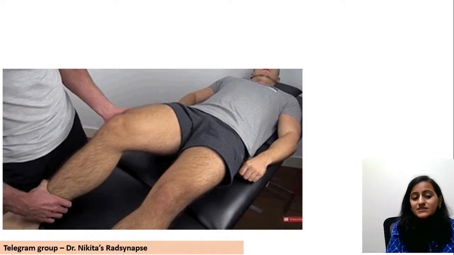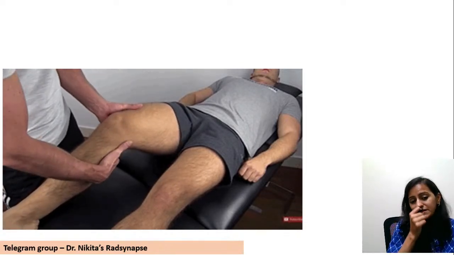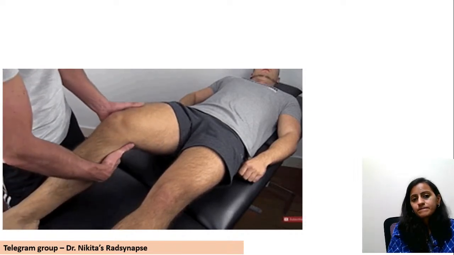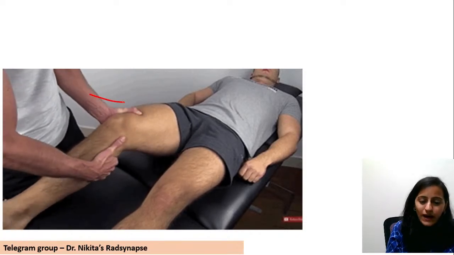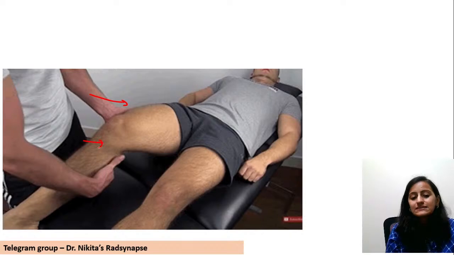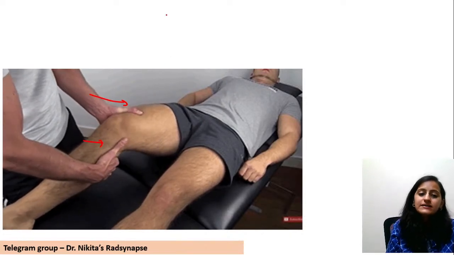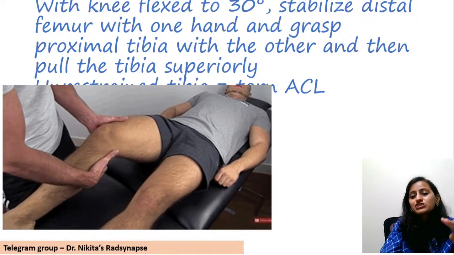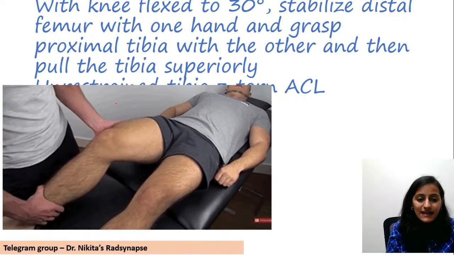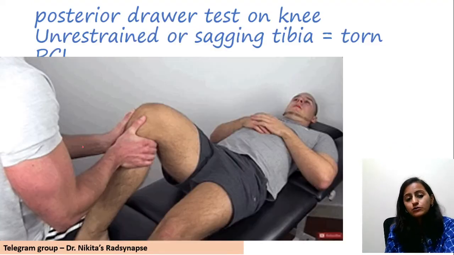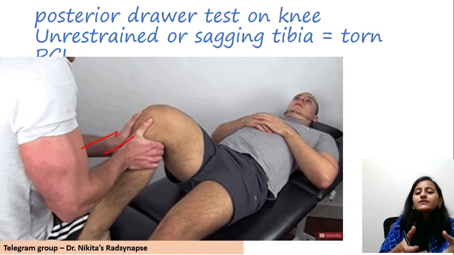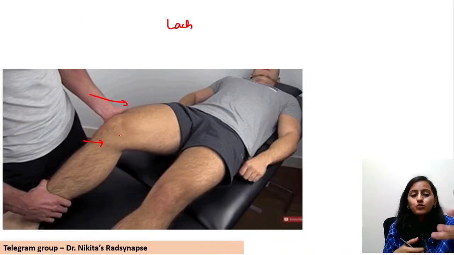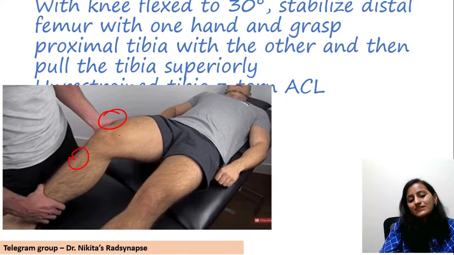Next one, this one which you see here. What will be this test? When you see one hand on the thigh, one hand on the leg, that is like latching the two together. That is your Lachman's test. Here the flexion is comparatively less. So remember that in Lachman's, one hand is above, one hand is below. In your drawer test, both are on your tibia, the leg, not on the thigh. So Lachman is latching one on the thigh and one on the leg.